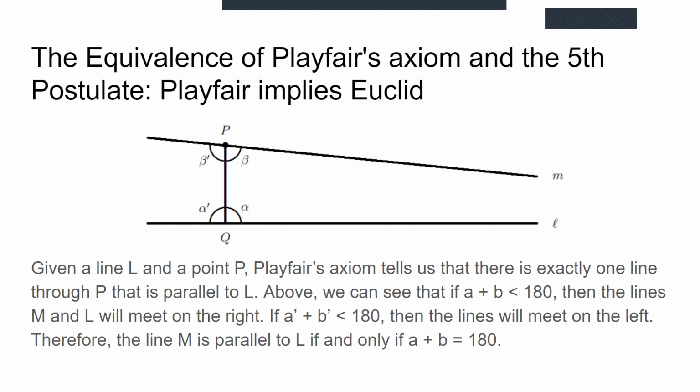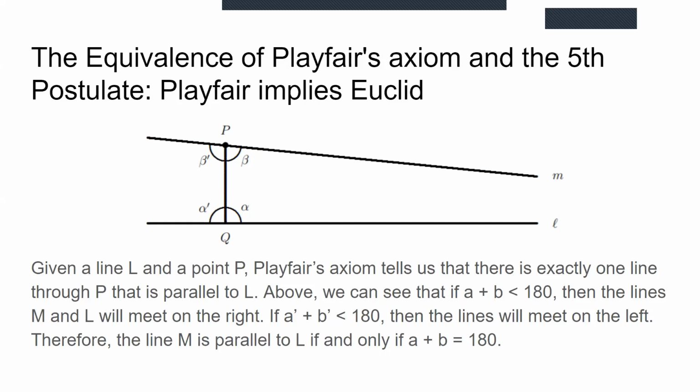M is only going to be parallel to L if and only if the two angles add up exactly to 180 degrees. And this is using Euclid's fourth postulate, which says that all right angles are equal to one another. Some of the historical significance of this is that it's easier to imply a lot of equivalencies to the parallel postulate, but it's a lot harder to prove the parallel postulate itself.